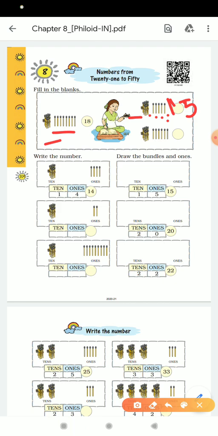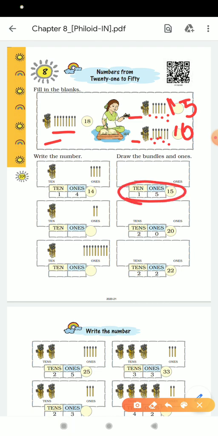Okay, next again 10 is there. Again count the separate matchsticks. 11 12 13 14 15 16. So here we have to write down 16. In this way you have to count the numbers here, and you have to draw the bundles and ones also. The number is given here.